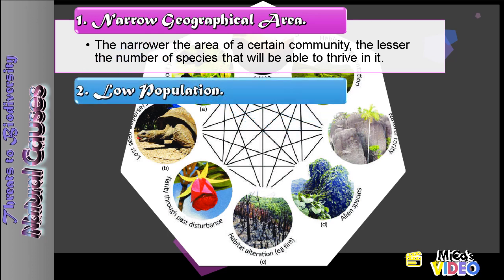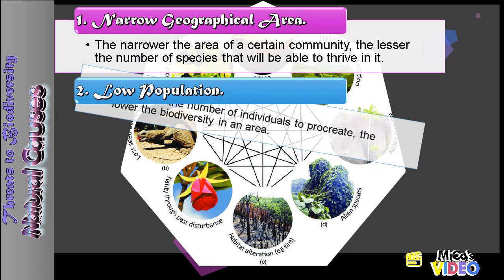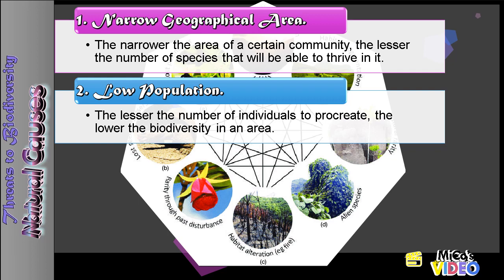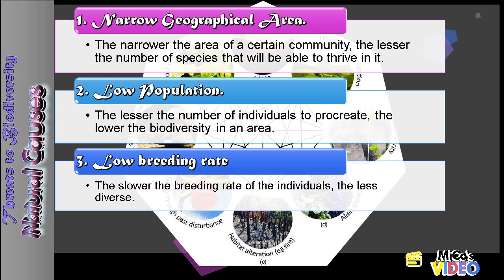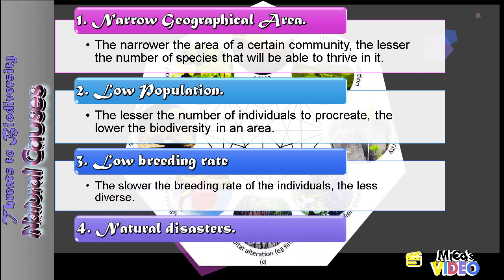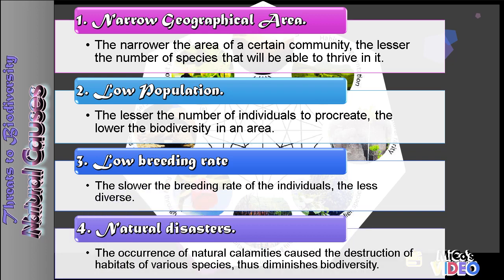Second is low population. The lesser the number of individuals to procreate, the lower the biodiversity in an area. Third, low breeding rate. The slower the breeding rate of the individuals, the less diverse it is. Fourth, and the last, natural disaster. The occurrence of natural calamities causes the destruction of habitats of various species, thus diminishes biodiversity.